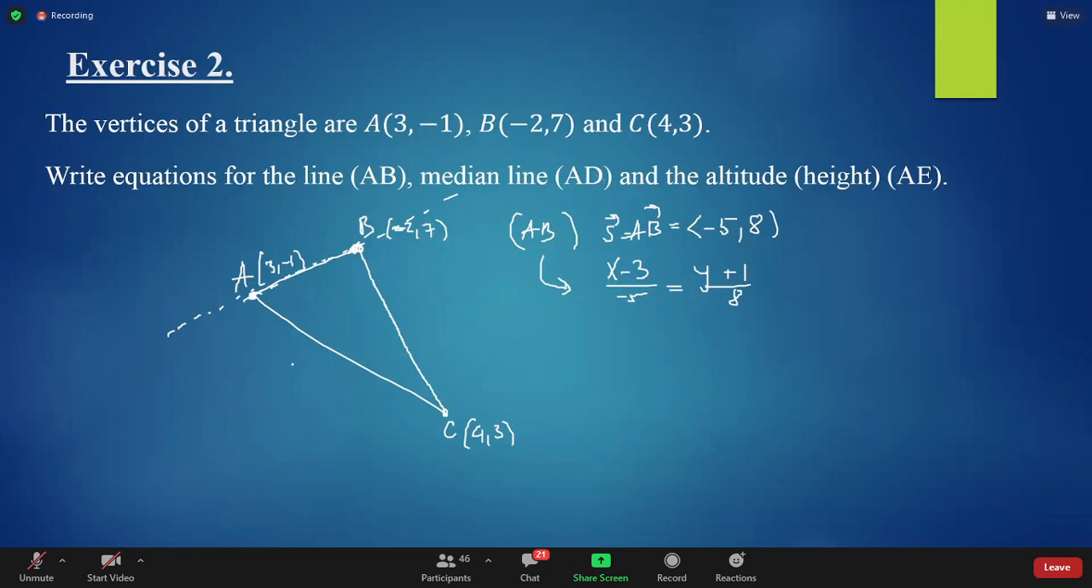Median line. To find the median line, remember the median of a triangle is the segment connecting a vertex to the midpoint of its opposite side. So in principle, there are again several options. We could, for example, simply find the midpoint of BC. We know how to find the midpoint of a segment, and again do it through 2 points.